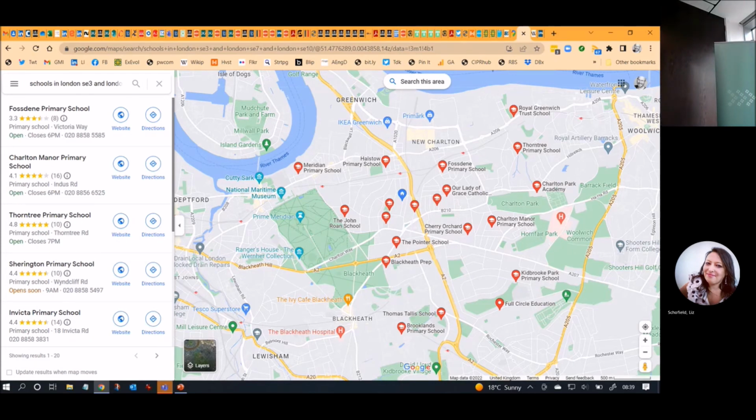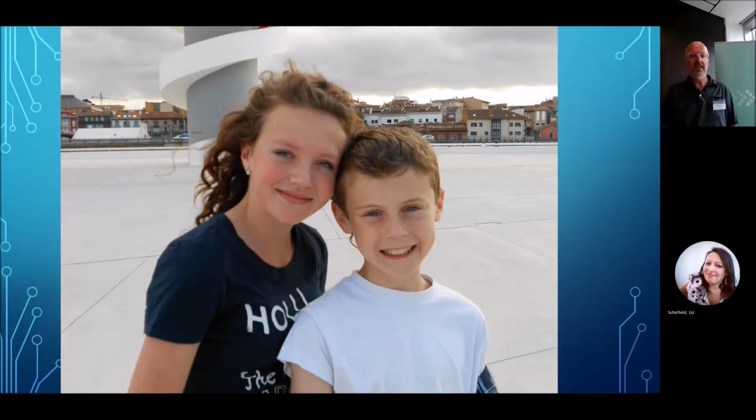I live there. My kids went to school here. So that's the Invicta Primary School. It's less than 50 meters from where the Silvertown Tunnel will come in and go past my kids' school.